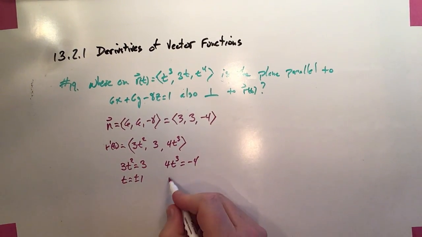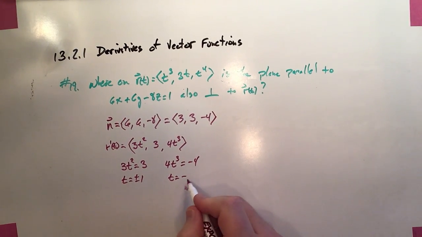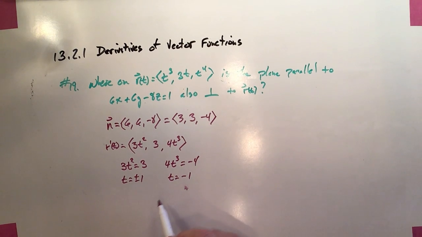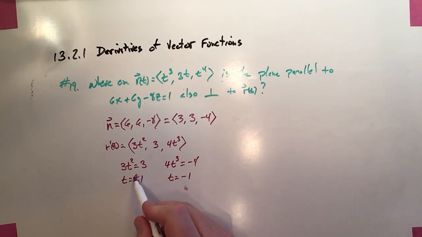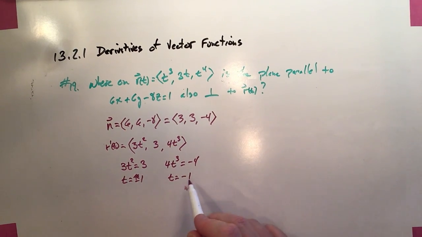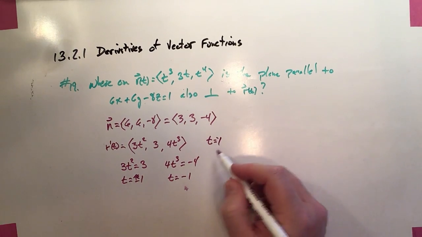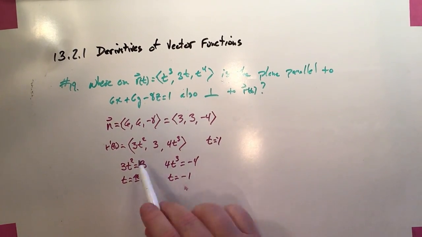Okay, finally, the third one, 4t cubed is equal to negative 4. Well, this is only going to work when t is equal to negative 1. The positive one will actually produce a positive 4. So now I know that the positive version of t is out. It has to be the negative one. And there it is. t being negative 1 actually satisfies all three conditions.